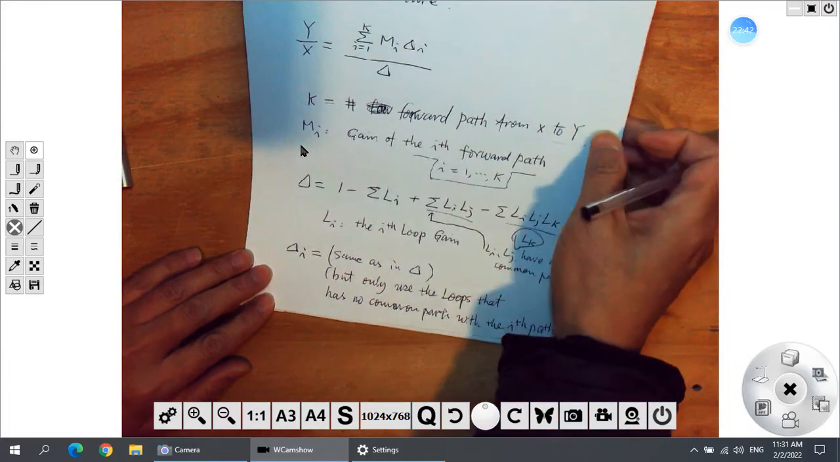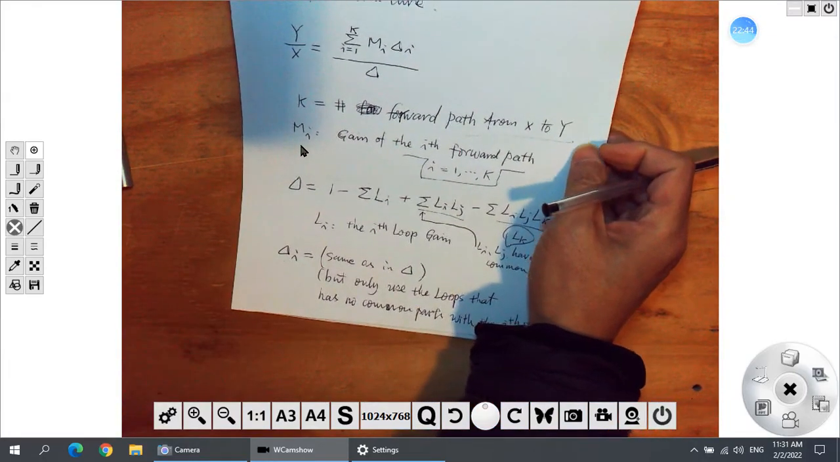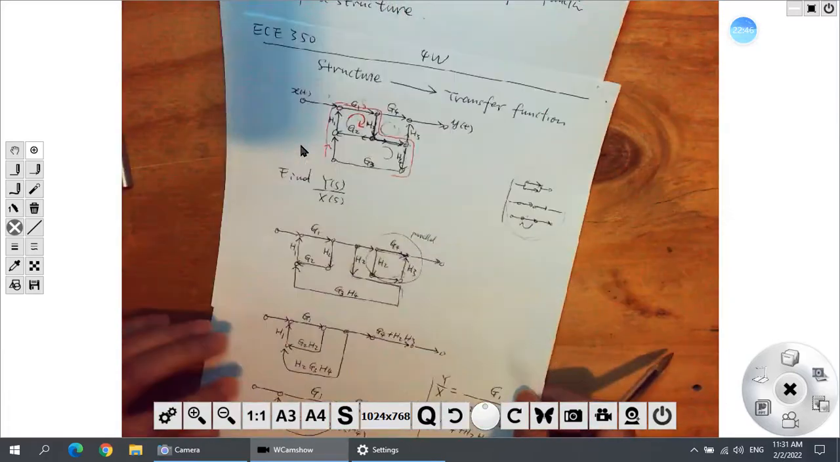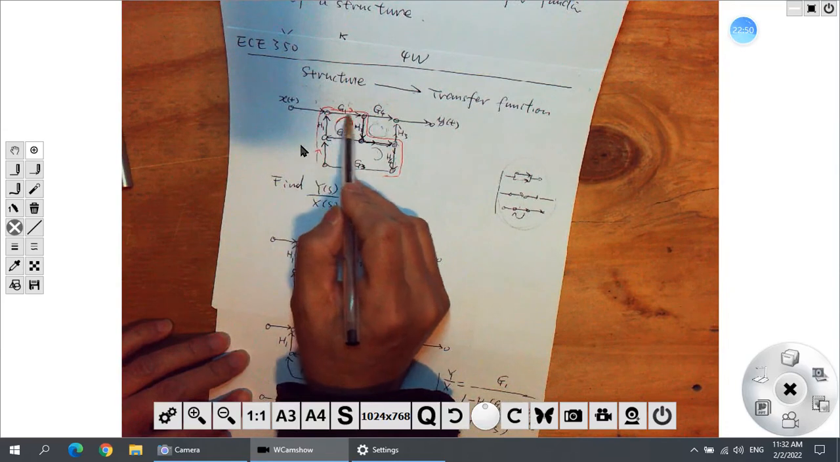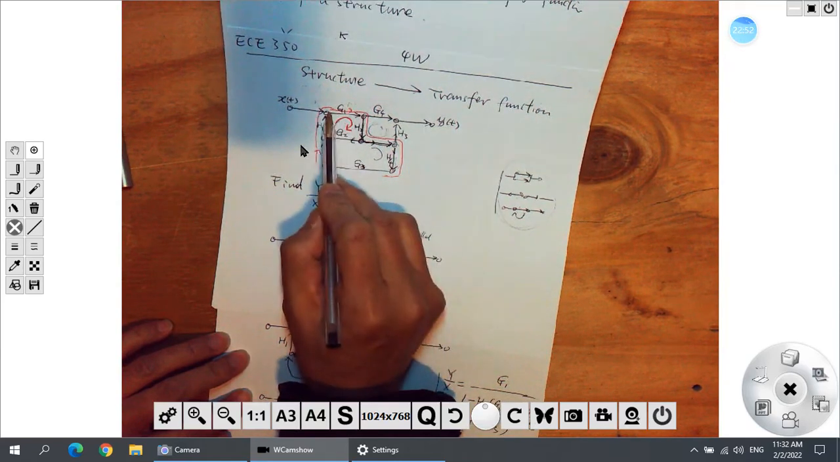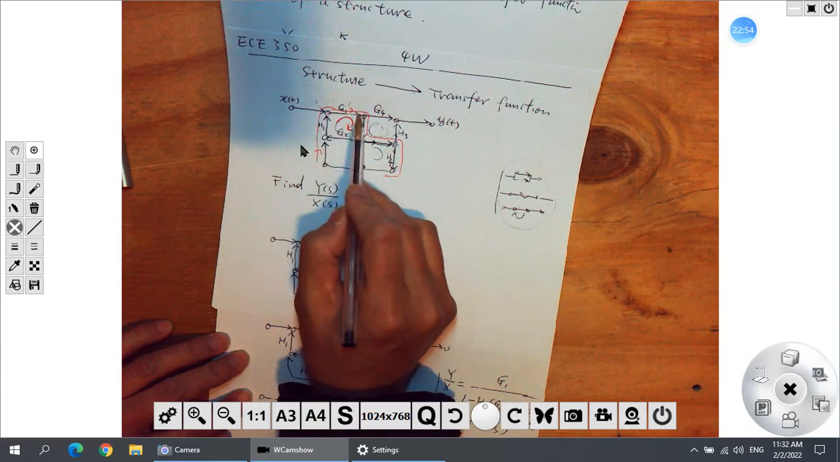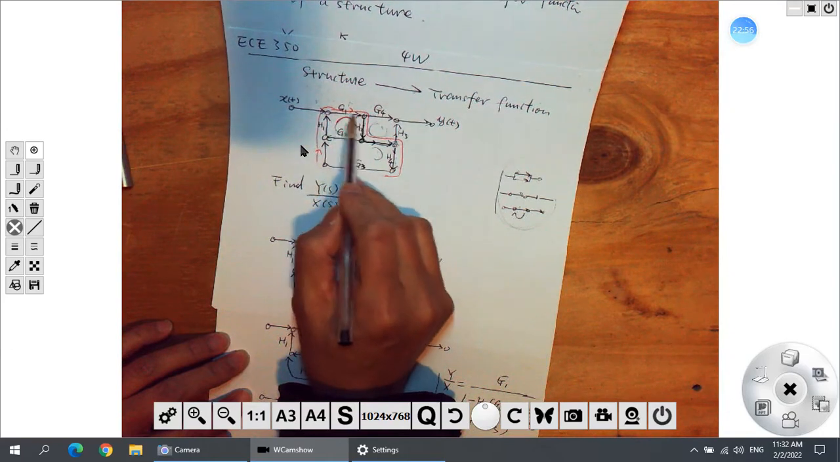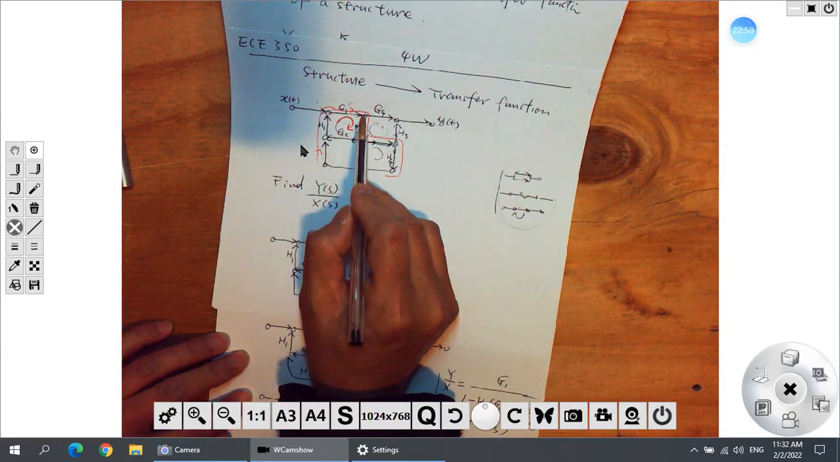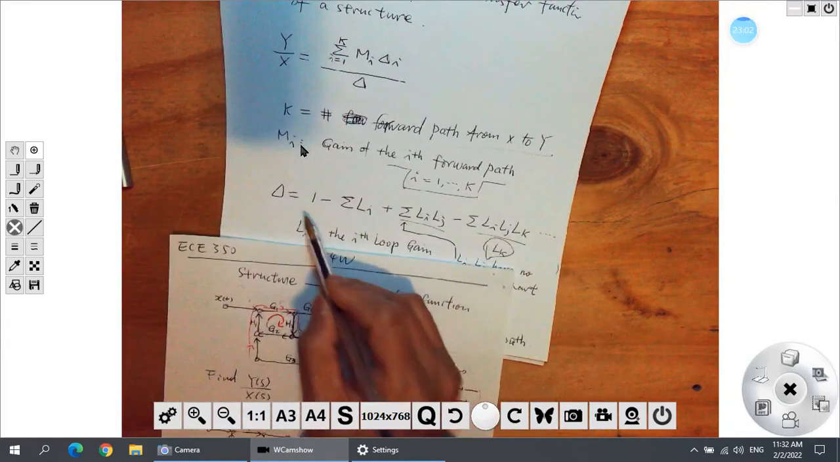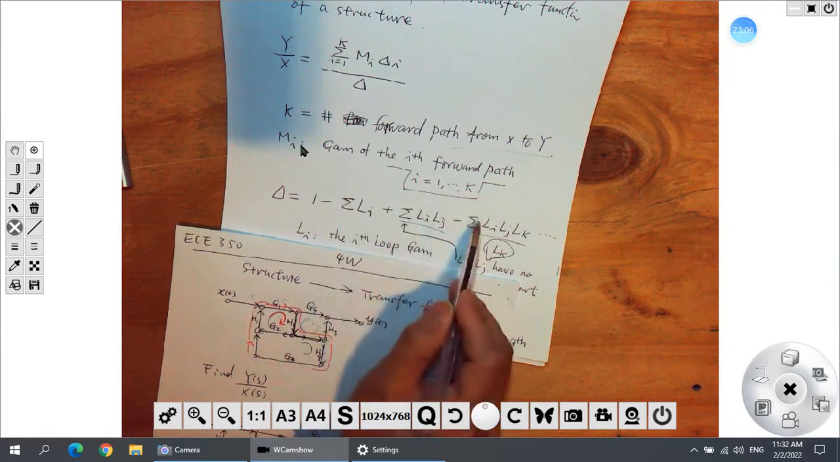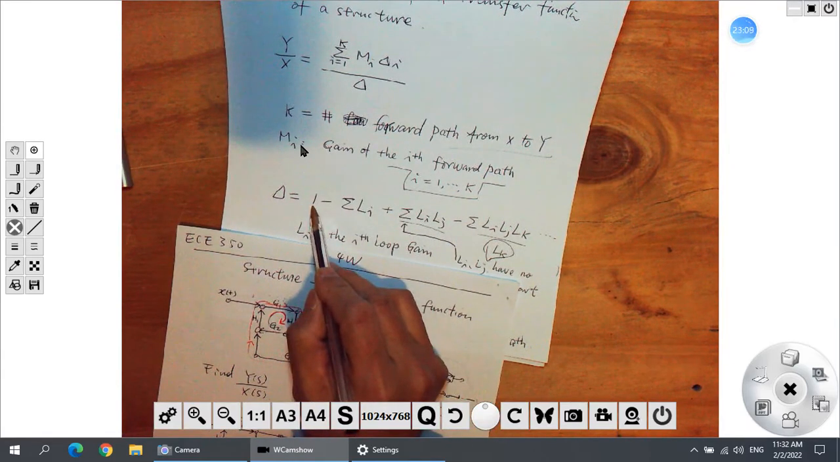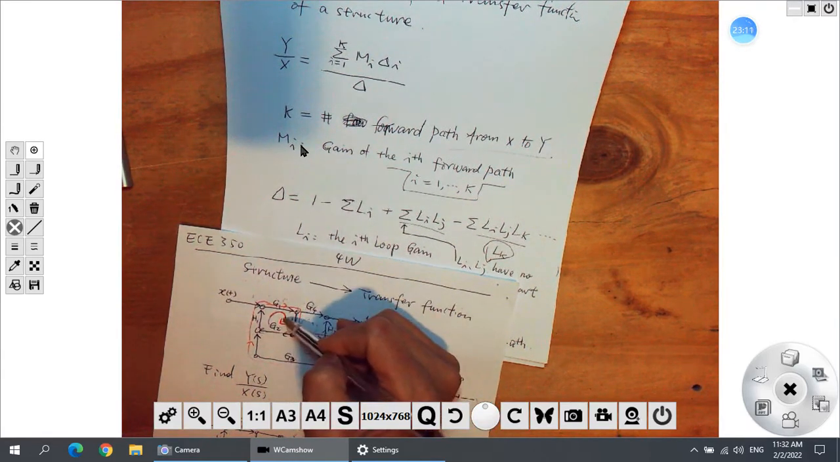Now look at this graph, this structure. Totally we have 2 loops, and the first forward path is here. You see we have a common part with both loops. So for delta 1, no loop can be applied. That means we only have this one term, right? There are no other loops, just the 1. So delta 1 is just 1 in this graph.